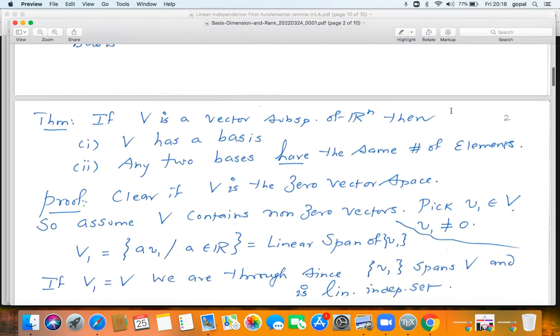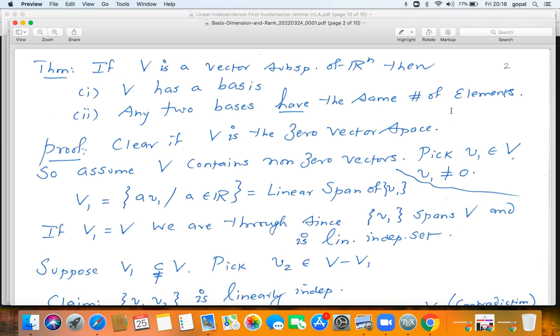If V is a vector subspace of Rn, then two things happen. V has a basis, and any two bases have the same number of elements, the same cardinality. The theorem is completely obvious if V happens to be the zero vector space. There is only one basis, and that is the empty set. Nothing more need be said. So let us assume that your vector space V contains a non-zero vector.